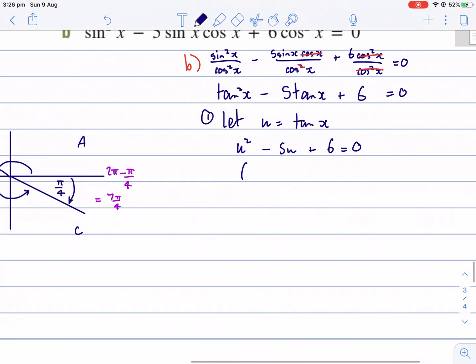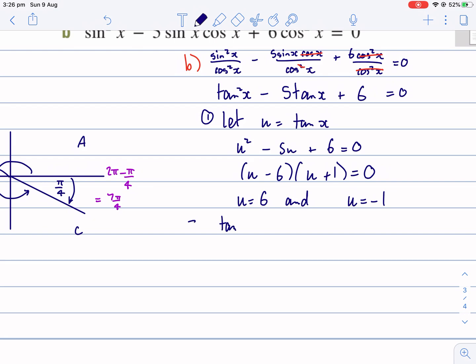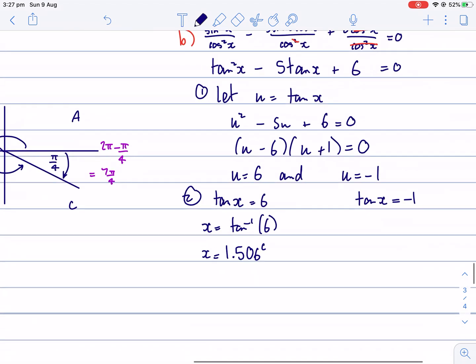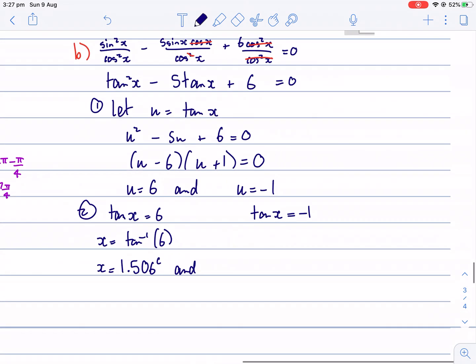Easy enough to factorize. We've got u take 6, u plus 1 equals 0. So u equals 6 and u equals -1. So tan x equals 6, tan x equals -1. So x equals arctan 6, which is 1.506 radians.